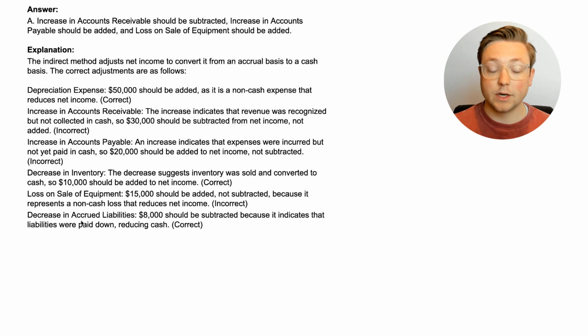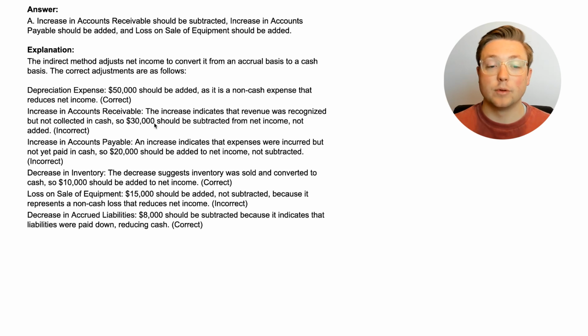And then finally, the decrease in accrued liabilities. This should be subtracted because it indicates that liabilities were paid down, reducing cash. So they did that correctly. All right, that makes sense. You just have to make sure you pay attention to how things work, especially with the operating activities. That's where I think most people can get confused.